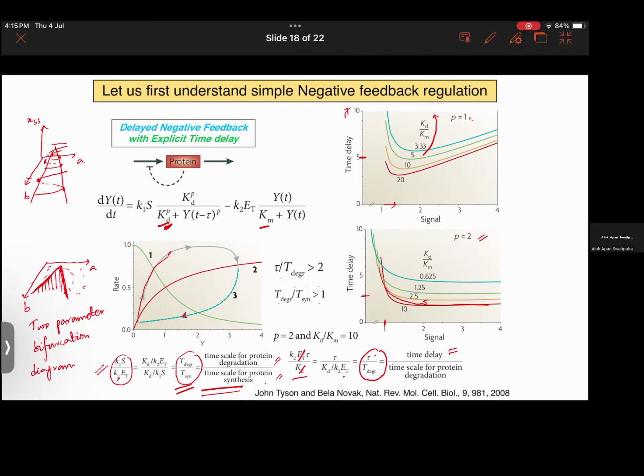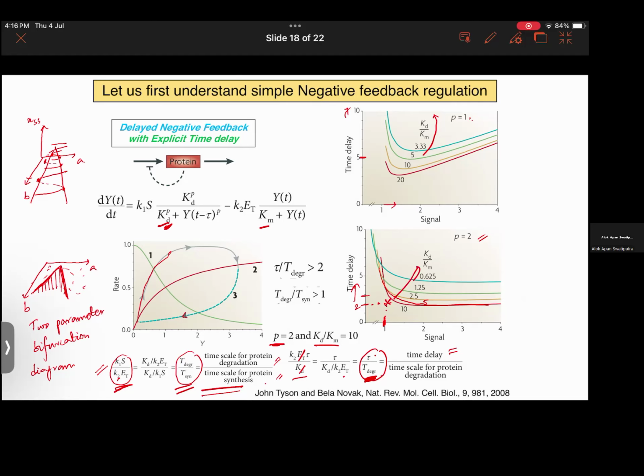So this is one example. Suppose for this P equal to 2 and Kd by K equal to 10. So you see that this tau by tau degradation, which is the signal strength. Sorry, this is the time delay. You need at least 2 and higher. And this signal strength, which is tau degradation by tau synthesis, you need at least 1 and higher. One example which I'm showing. So you need to cross beyond this point to get oscillatory.